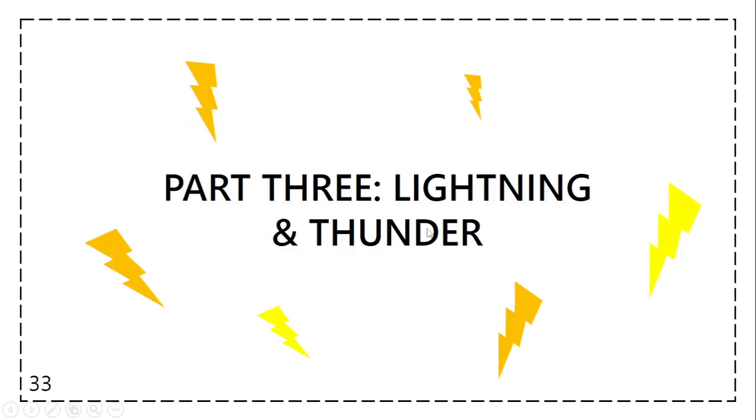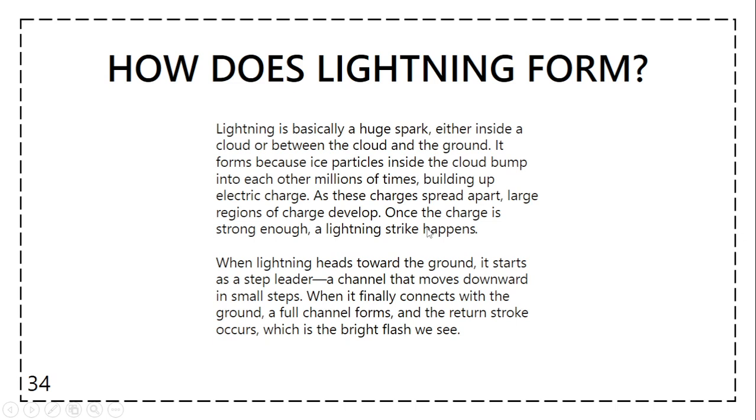Part 3, lightning and thunder. How does lightning form? Lightning is basically a huge spark, either inside a cloud or between the cloud and ground. It forms because the ice particles inside a cloud bump into each other millions of times, and it builds up electric charge. As these charges spread apart, large regions of charge develop. Once the charge is strong enough, a lightning strike happens.